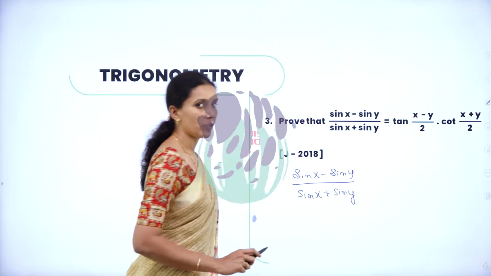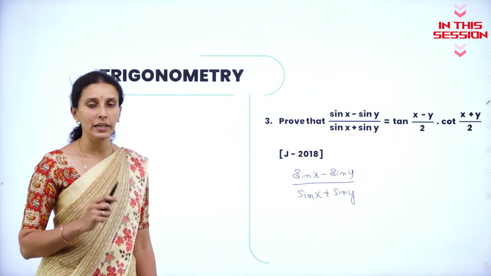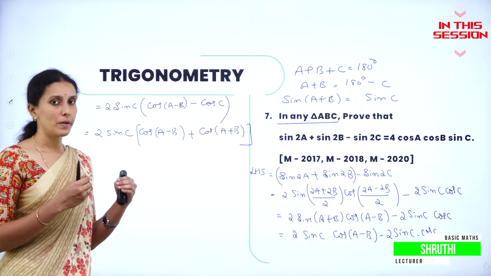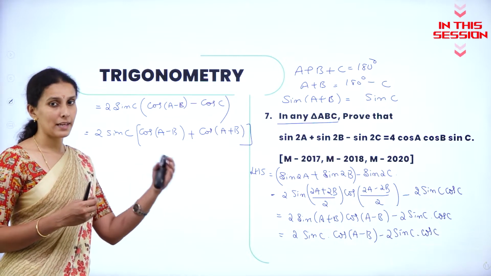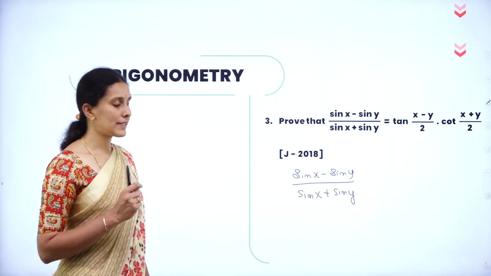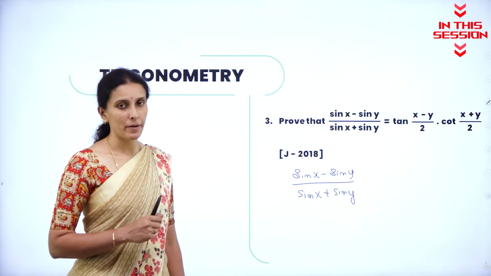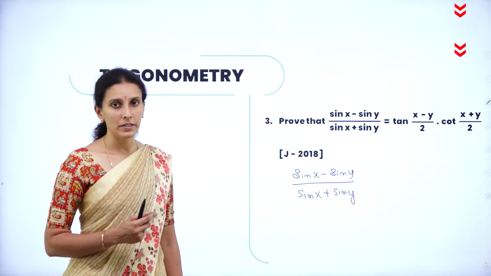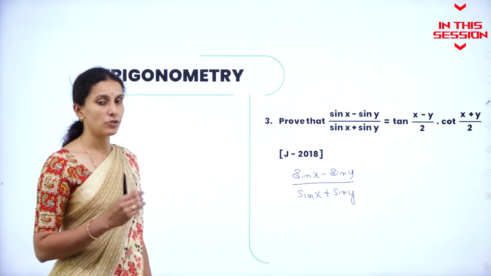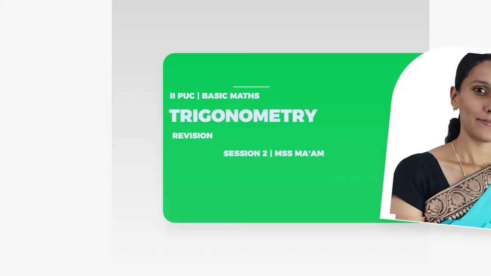Using transformation formula, that is sin C minus sin D and sin C plus sin D. Cos A minus B means cos A cos B plus sin A sin B. Cos A plus B is cos A cos B minus sin A sin B. So sin C minus sin D is 2 cos x plus y by 2 sin x plus y by 2. Sin C plus sin D can be written as 2 sin x plus y by 2 cos x minus y by 2.